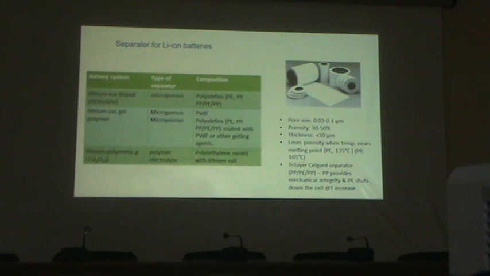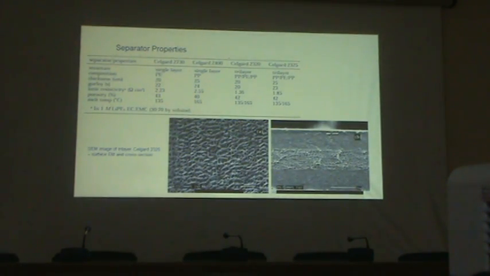the battery. So polyethylene melts at a lower temperature than polypropylene, and polypropylene is more mechanically strong because of the higher melting point. That's why they use this tri-layer concept: PP, polypropylene, providing the mechanical integrity and PE providing the shutdown properties of the polymer. And this is what the Celgard commercially available separator looks like. Now this is a cross-sectional view of the tri-layer separator, polypropylene and polyethylene.